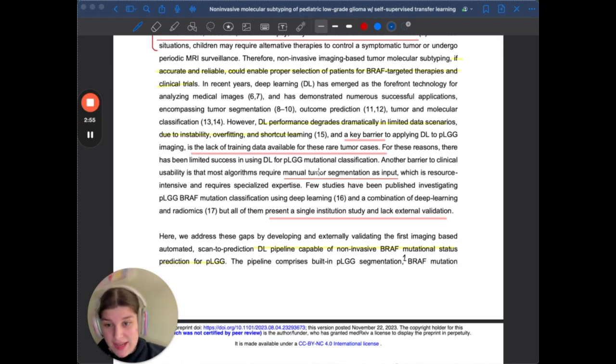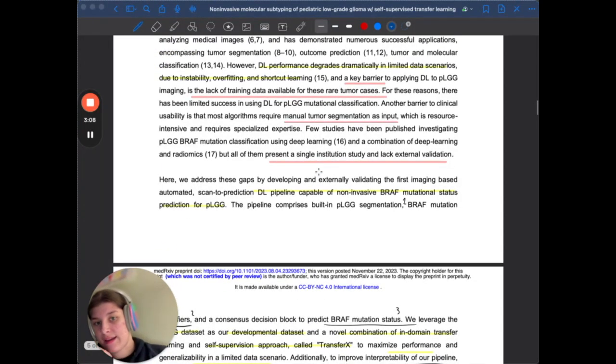Because of this, it makes the mutation classification even more challenging, because the resources don't actually exist to even train the models, because the cases are so niche. So within that is a barrier to creating more clinical efficiency.